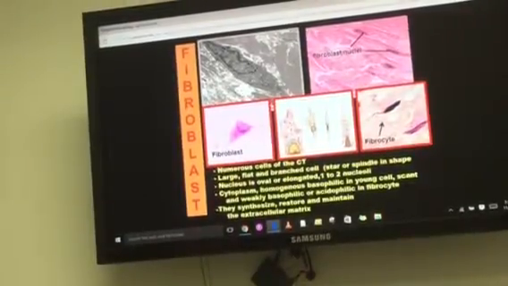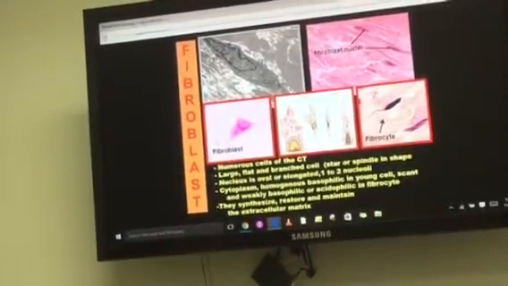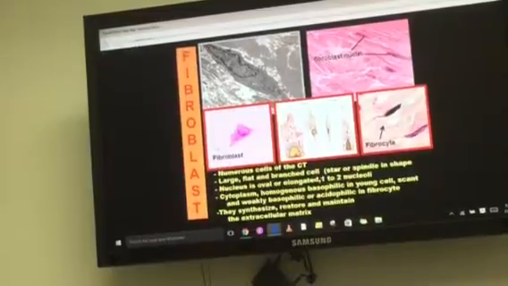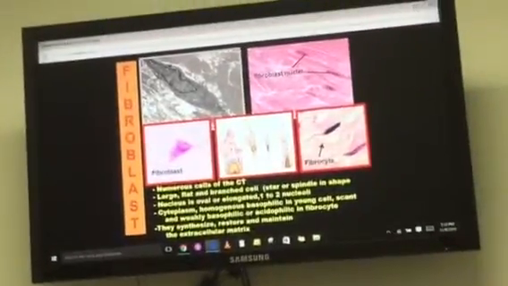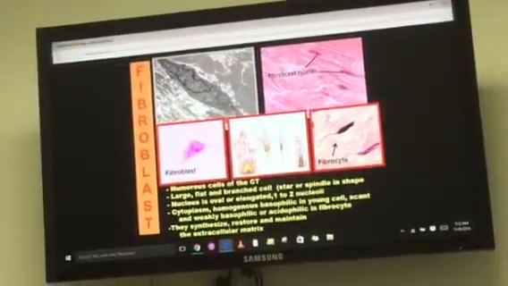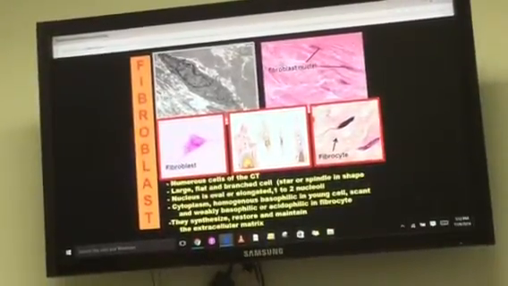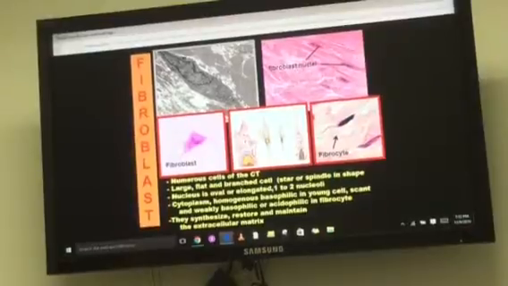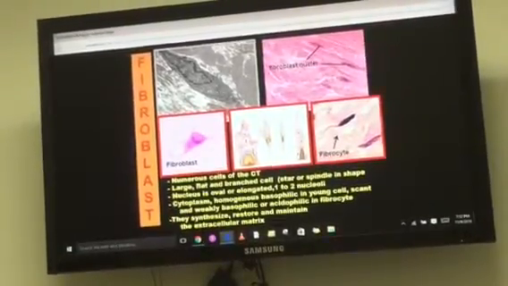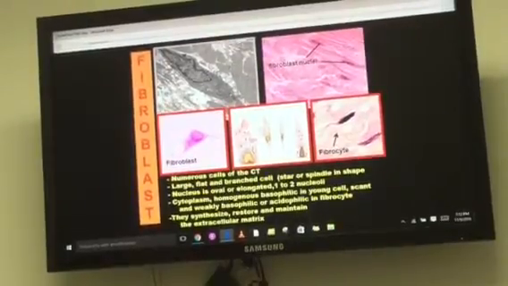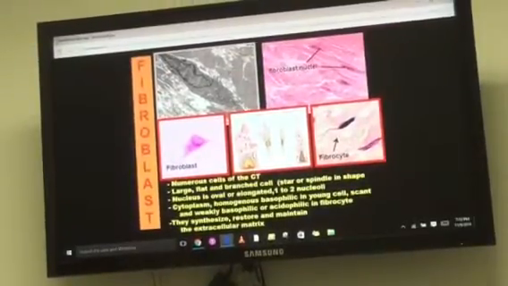So fibroblasts are large, flat, and branched. They look like stars and spindle shape. The nucleus is oval and elongated, so it has 1 to 2 nuclei. So you can see there it's kind of long. Young cells in cytoplasm look the same.